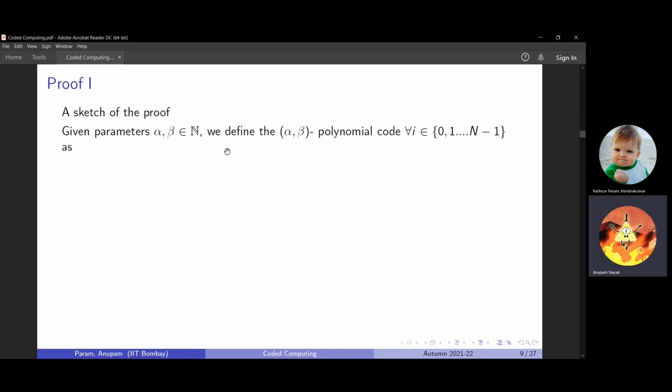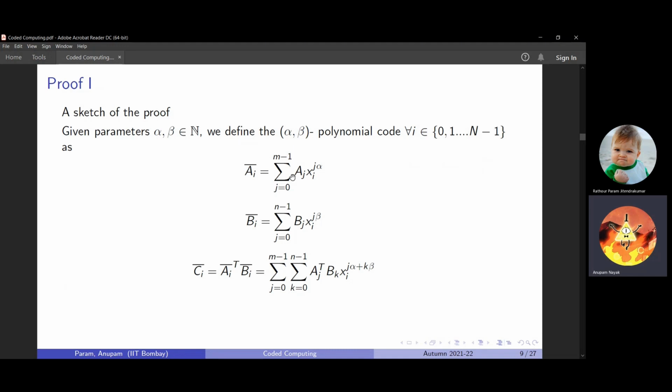We are given parameters alpha and beta in N. Not given, actually, we have to choose them. So we define A_i as our polynomial code, polynomial encoding. So this is basically your 2n functions. This is your computation strategy. Similarly, we define B_i as the sum over j of B_j times x_i^(j beta), with summation from j = 0 to n minus 1. Simple algebra will tell you that the ith C_i, the product of A transpose B, will be given by this expression.